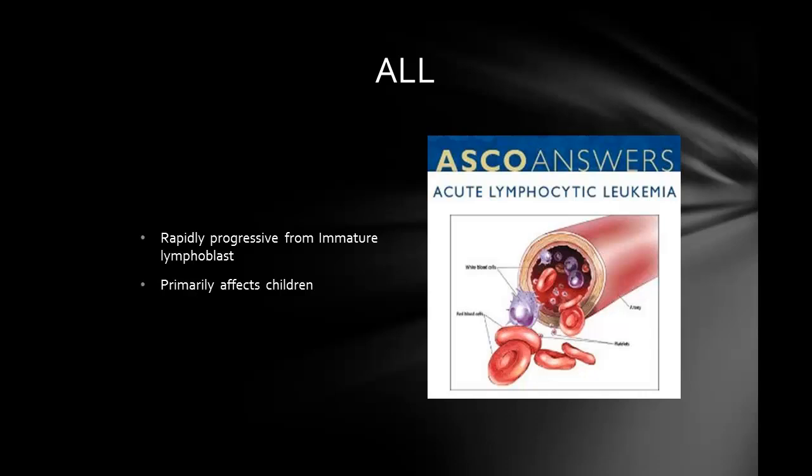ALL is leukemia that's known primarily as a disease for children. It accounts for 80% of the acute leukemias in childhood, with the peak incidence of ALL between the ages of 3 and 7 years. It does actually account for 20% of acute leukemias in adults, but again, this is primarily a disease that affects children.